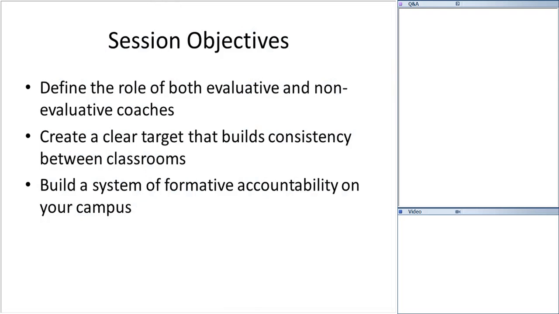The second segment is going to be about creating a clear target that builds consistency from classroom to classroom. Typically, when staff are interviewed or surveyed regarding any problems that are occurring on a campus, you will hear the word consistency come up, but we are actually inconsistent in how we define that very word. So we're going to talk about what consistency means and how we can also allow for autonomy, or the art of teaching, to be in place.